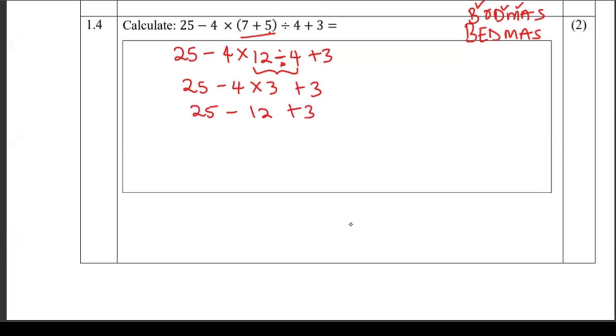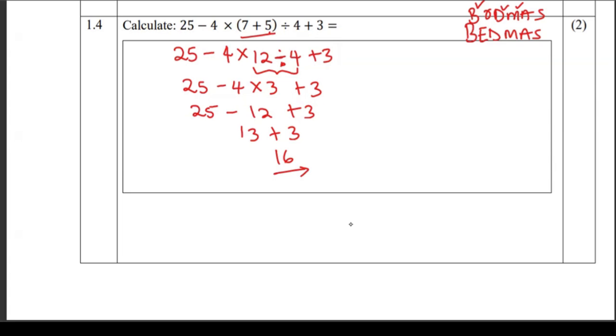And then you can do your addition or subtraction, whichever one might come first. Let me start with the subtraction. So 25 minus 12 gives me 13. And then 13 plus 3, I'll end up with 16. Alternatively, if you do your addition first, you have to pay attention to this sign. That's why I chose to start with subtraction.